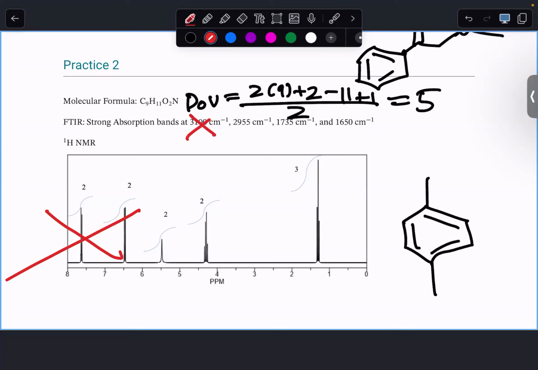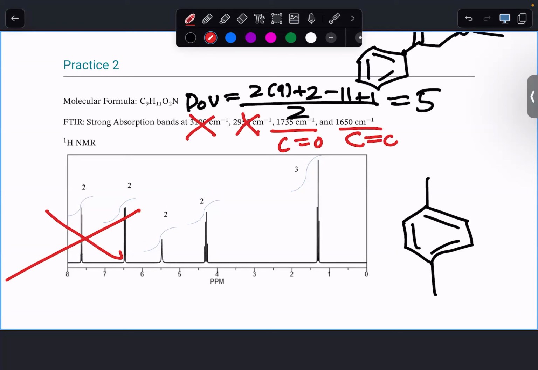The 3100 IR sharp peak is the sp2 CH bond, which is like the benzene hydrogen, so cross that out. 3000 is the regular sp3 CH. We have a carbonyl at 1700 and an alkene at 1600. Okay.